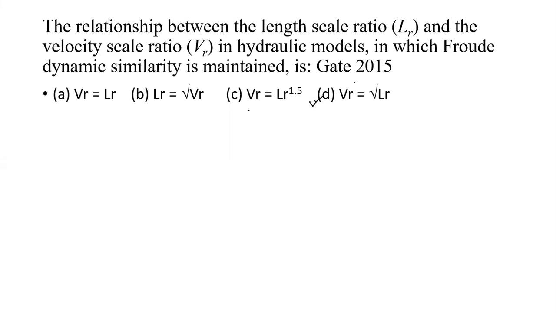There were two sets, morning and evening. I don't know how many sets were there, but in set 2 it was asked for 1 mark. I will repeat the question once again. The relationship between the length scale ratio LR and the velocity scale ratio VR in hydraulic models in which Froude dynamic similarity is maintained is: VR is equal to LR, LR is equal to root VR, VR is equal to LR to the power 1.5, and VR is equal to root LR. So the correct option here is VR is equal to root LR.